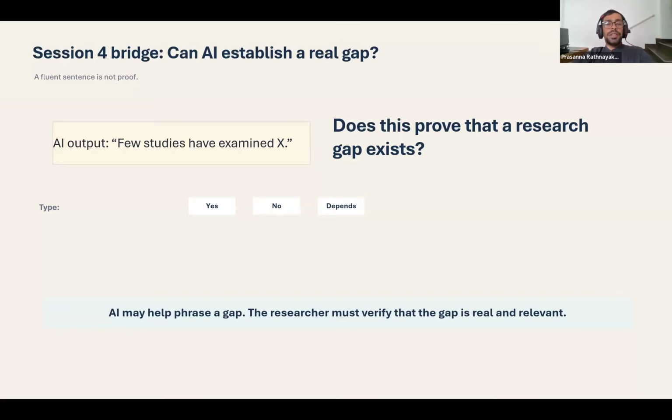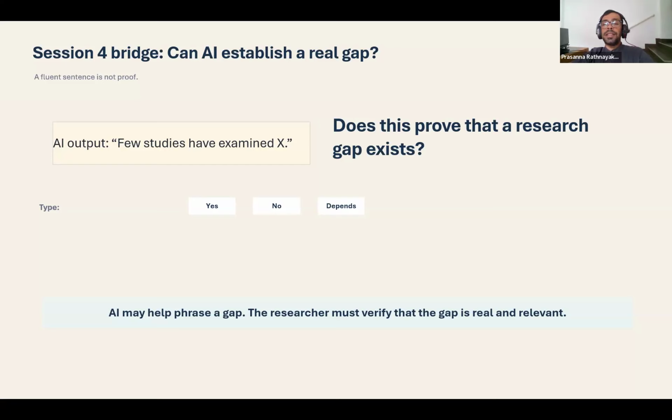Tilanka, do you think that this particular sentence proves that there is a research gap? I think mostly yes, sir, because my reasoning is only few studies have examined X, so that is not fully covered. So maybe a research gap exists. Well, thank you for those who have responded. Most of you have said depends and a few yes and no's. All right.